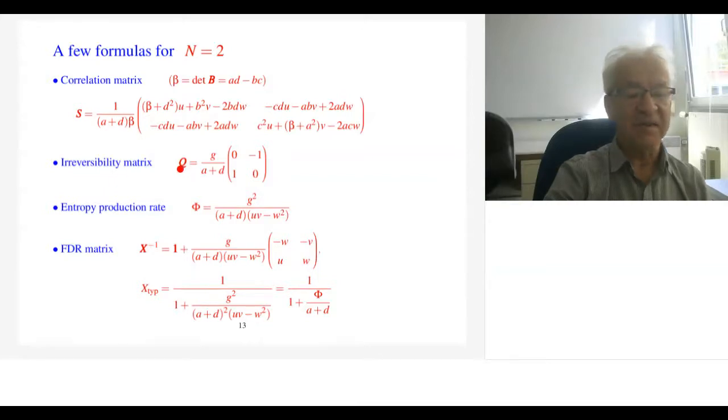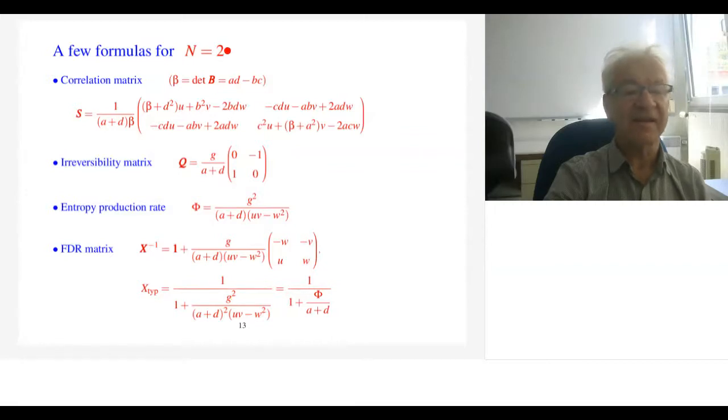The irreversibility matrix Q, of course, is skew-symmetric, and it's proportional to this coupling constant G that I mentioned before, which measures irreversibility. If we work out the entropy production rate, we find, as expected, something which is quadratic in this quantity. And if we work out the FDR matrix, then it is 1 plus something proportional to G. And if I work out the typical value of this FD ratio, I get 1 over 1 plus something which is quadratic in G.